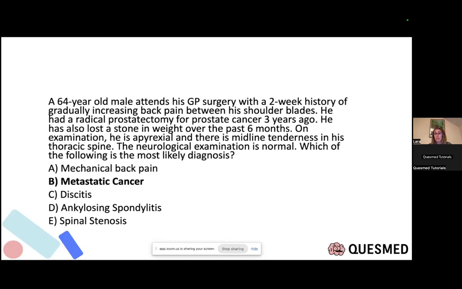Discitis, again, I would expect this to be a vignette that's potentially a younger person who's IVDU or someone who's immunocompromised, they're diabetic, or they've got HIV or AIDS, and they would be pyrexial, and they would have very, very localized tenderness, and you would pick that up on examination. Ankylosing spondylitis, this is your 20-year-old man who's got back pain with morning stiffness. Whenever I see an SBA about ankylosing spondylitis, it's always that stem. So really watch out for that, because those are really easy marks.